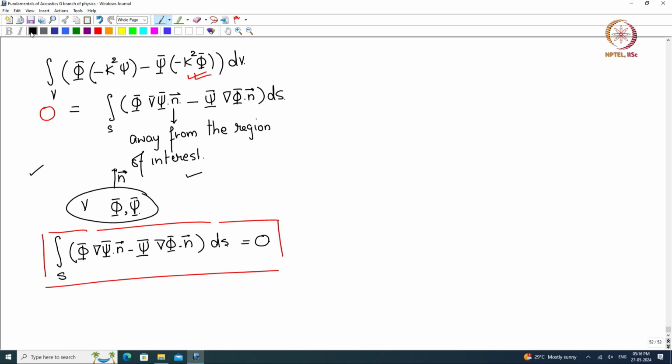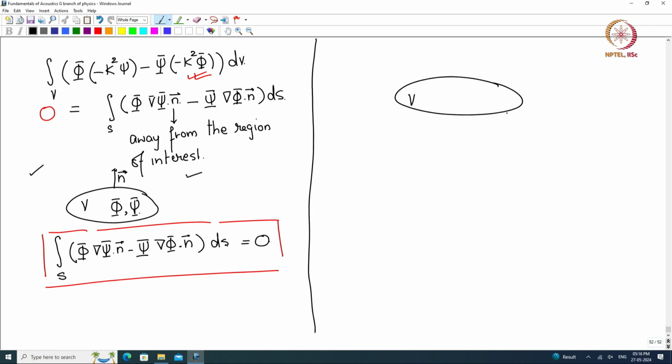Now let us see. I have this situation over here. This is my volume V, this is my surface S. So far the type 1 sources were here and they were making sound, and that solution was phi. So I have phi in here coming from type 1 sources, and then I had type 2 sources which were generating another sound field, and that was psi over here.